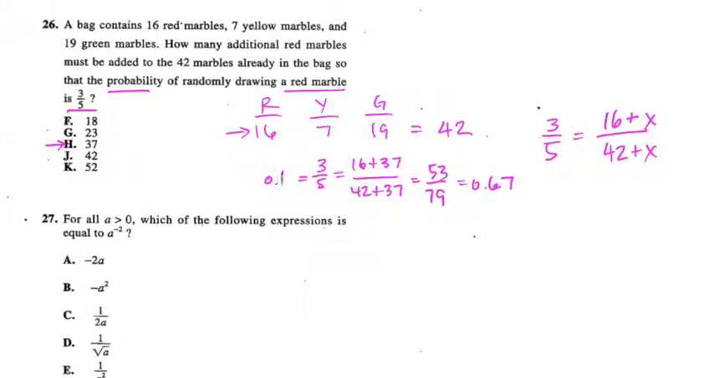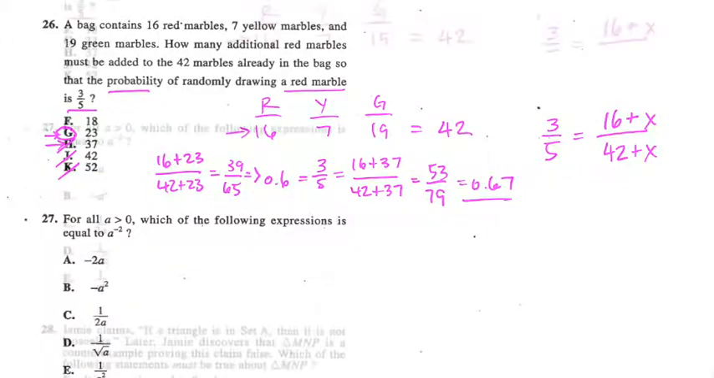3/5 is 0.6. That means that this is too big. These numbers are too big, so we'll look at G. So that's 16 plus 23 over 42 plus 23. That's 39 over 65. And 39 over 65 actually is 0.6. So this is our answer.